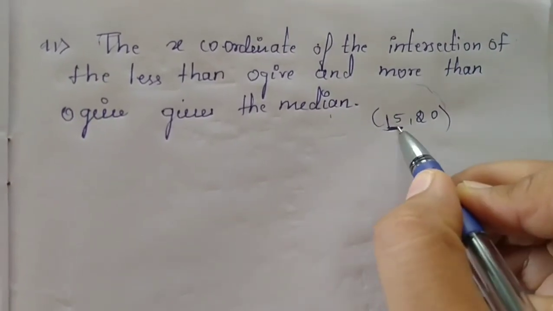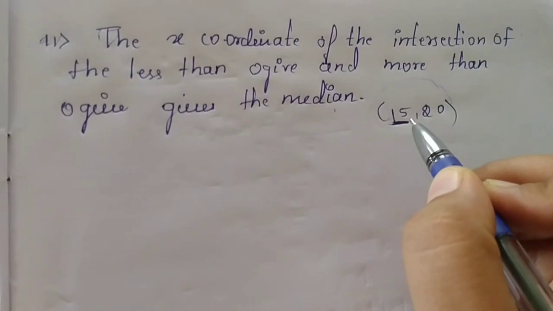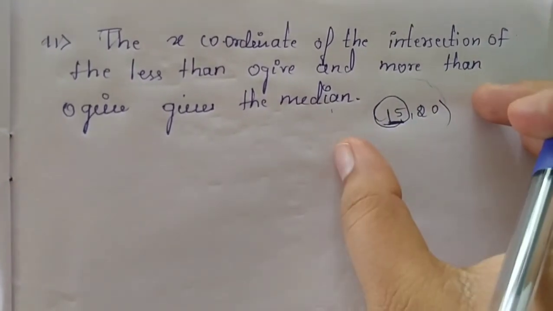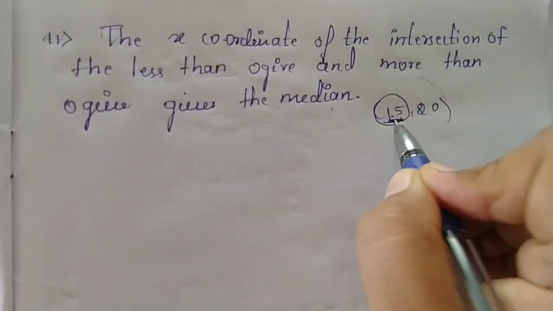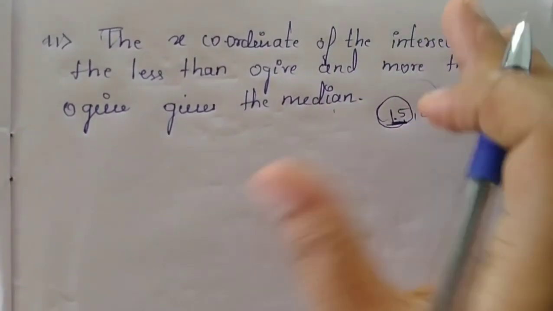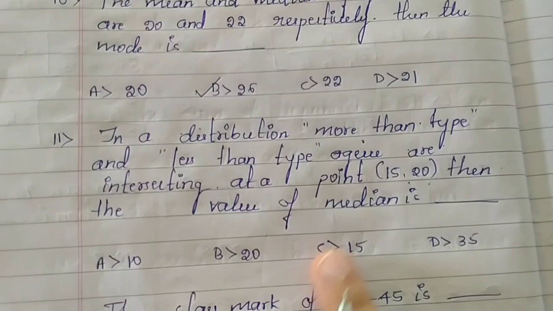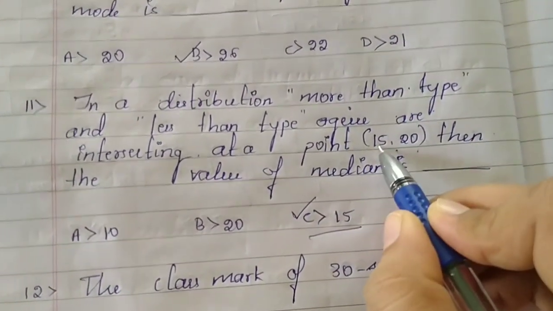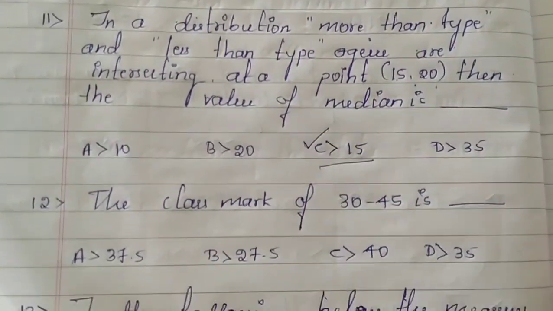So you have to see, whenever you are getting the intersection point, then you have to check the x coordinate of the intersecting point. The x coordinate is the median of the given data. So you can easily say that the median of the given data is nothing but 15. So you have to see the x coordinate of the intersecting point. Now we will move on to the next question.